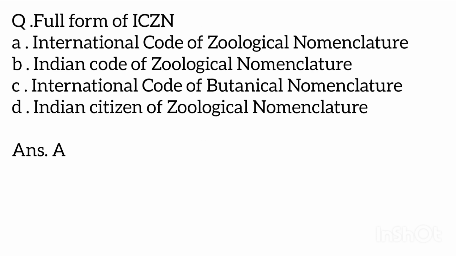Next question. Full form of ICZN is option A, International Code of Zoological Nomenclature. Option B, Indian Code of Zoological Nomenclature. Option C, International Code of Botanical Nomenclature. Option D, Indian Citizen of Zoological Nomenclature. So the answer of this question is option A, International Code of Zoological Nomenclature.